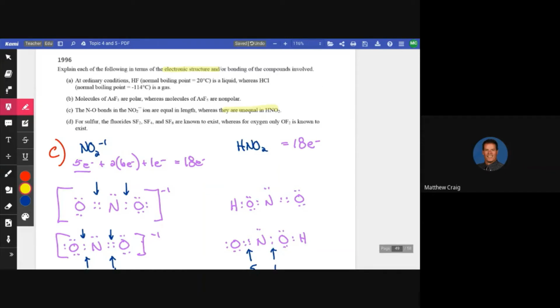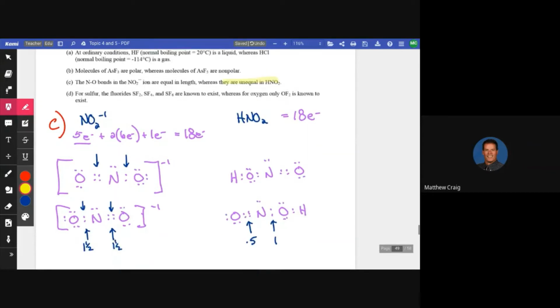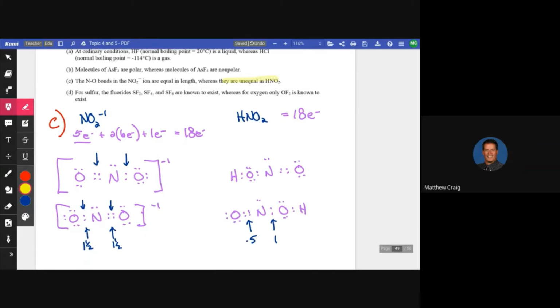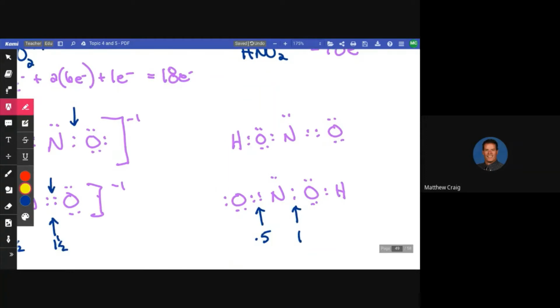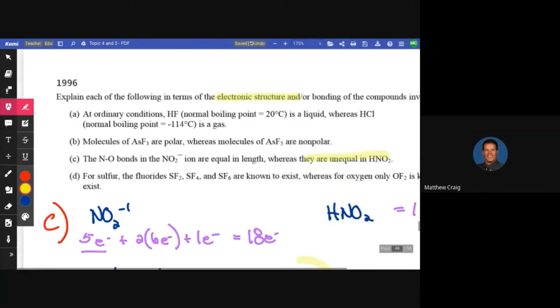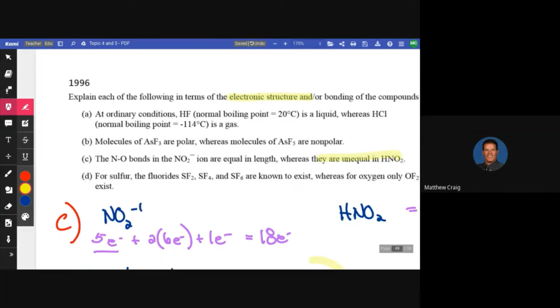So resonance, they should be the same. Go ahead. Is that one too then? Like the bond length, because it has the extra single bond to the hydrogen? Wait a minute, which one are you talking about? The hydrogen one. Oh, we don't care about this one. All we care about is the bond between the nitrogen and the oxygen right here. These are the bonds that we're concerned about. The NO bonds. Okay. All right, last question.